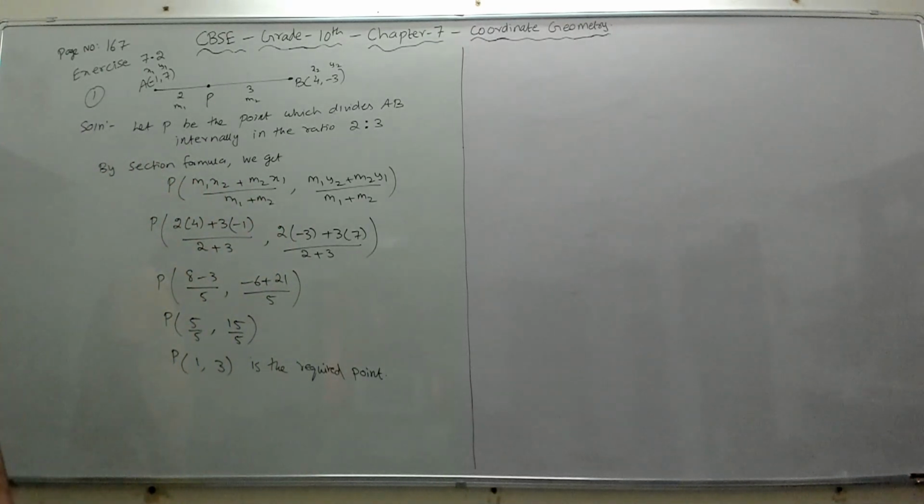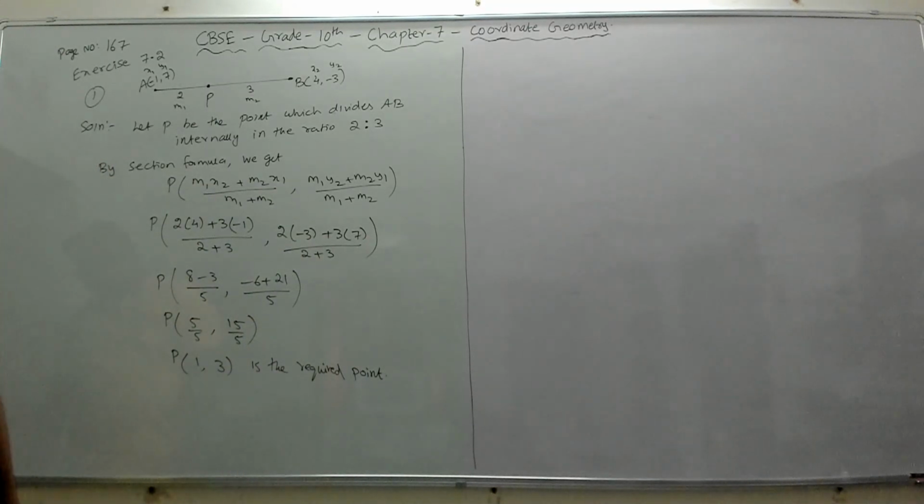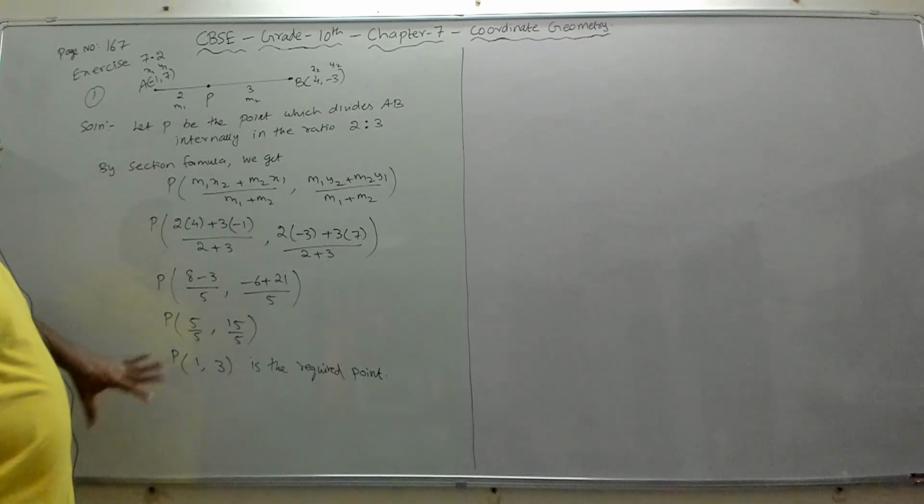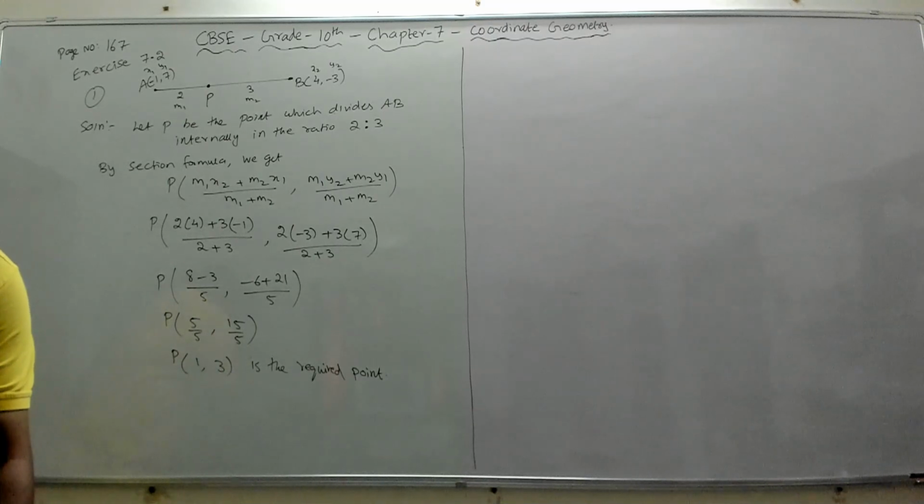Find the coordinate of the point. So the coordinate is 1, 3. That is the answer. So we have found point P using section formula. All of you can pause the video and take the notes. I'll go to the second question.